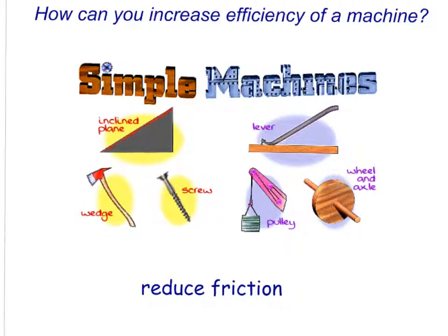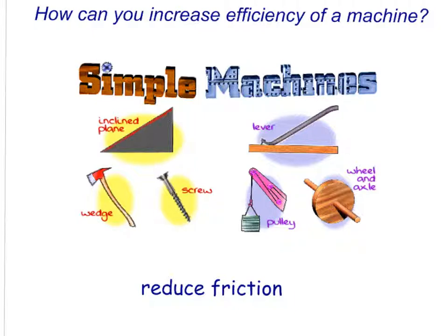So remember, all machines are less than 100% efficient. So if you're ever calculating efficiency and you get a machine that is over 100% efficient, you did something wrong. You probably flipped the input and output work in your equation. How could we increase efficiency of a machine?